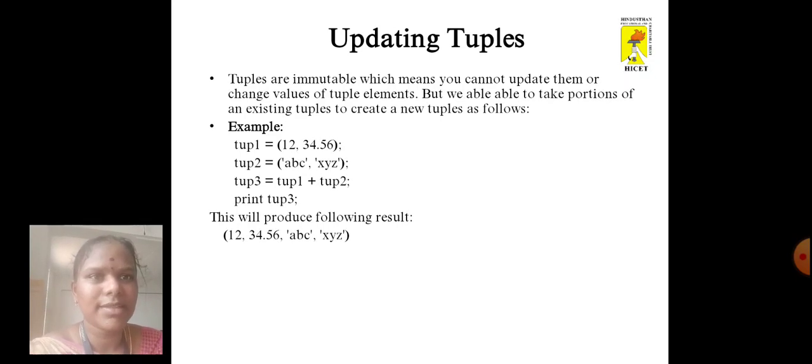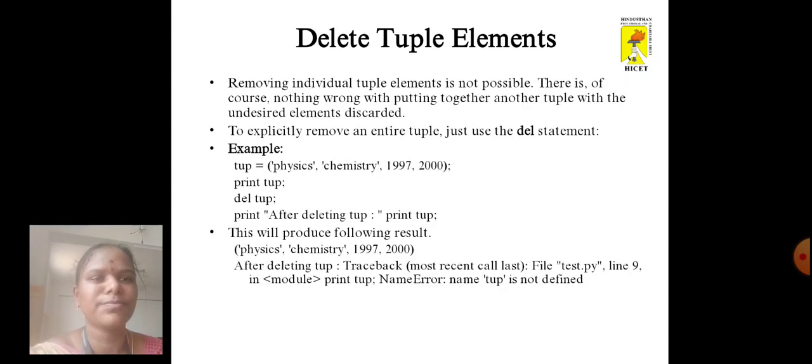Next, updating the tuples. Tuples are immutable, which means you cannot update them or change the values of tuple elements, but we are able to take portions of existing tuples to create new tuples. Tuple 1 has the values 12 and 34.56. Tuple 2 has the values ABC and XYZ. Now we can concatenate tuple 1 and tuple 2 and produce a new tuple.